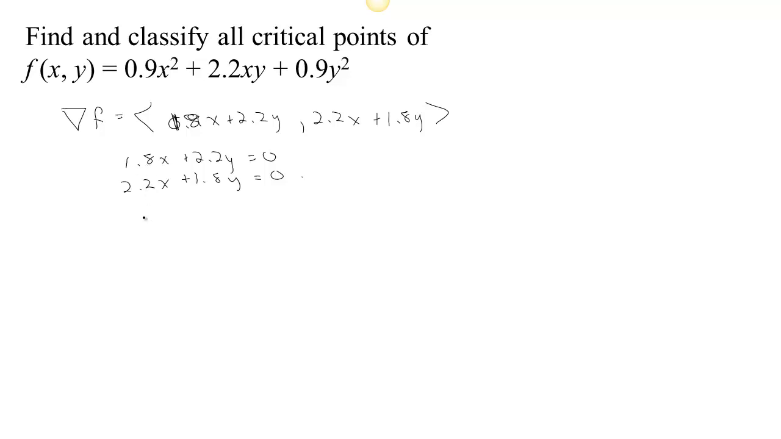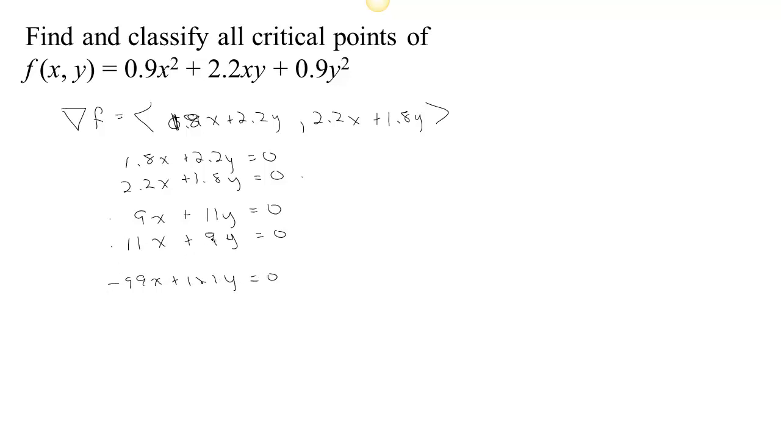Multiplying by 10 would give you 18, divided by 2 would be 9, so we have 9x plus, multiplying by 10 here would be 22, and then dividing by 2 would give us 11, and then this becomes 11x plus 9y equals 0. If I take 11 times the top equation and negative 9 times the bottom equation, then I would have 99x and negative 99x, and so those would cancel. Taking 11 times the top, we have 99x plus 121y equals 0.